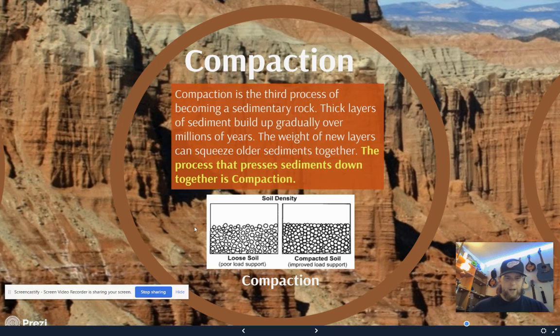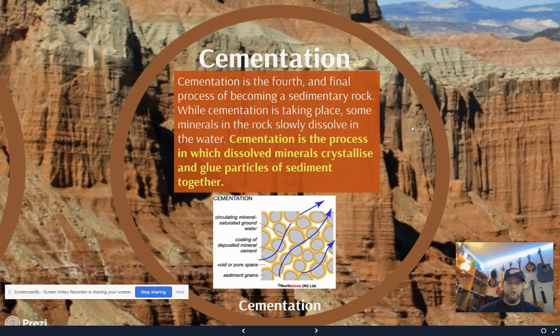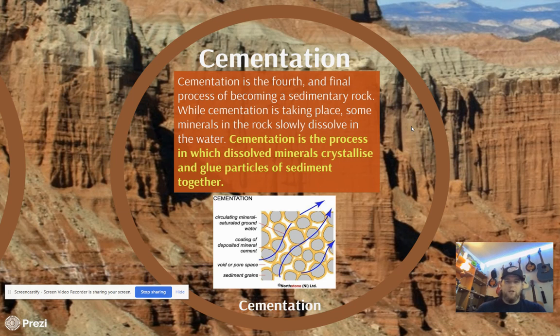And you can sort of see the difference here between the soil density. Loose and not very dense. Then once it's compacted, it is very dense. The material is much closer together and bound by either biological or chemical cement. And so here, the cementation is the final process. So it is the fourth and final process of becoming a sedimentary rock.